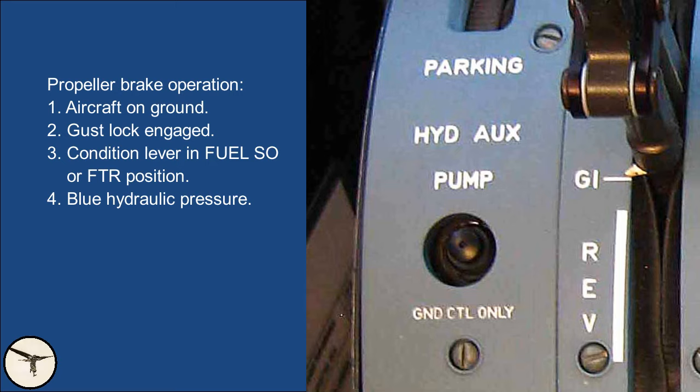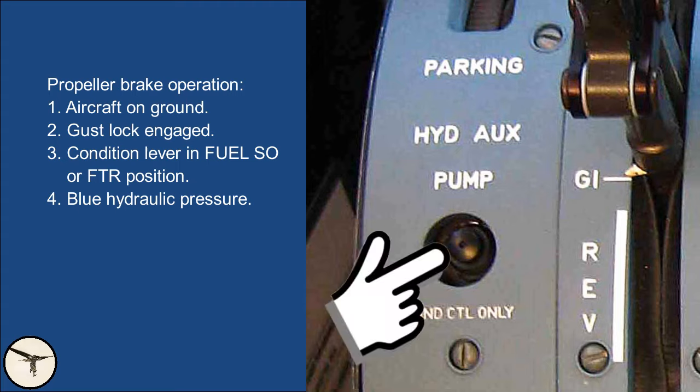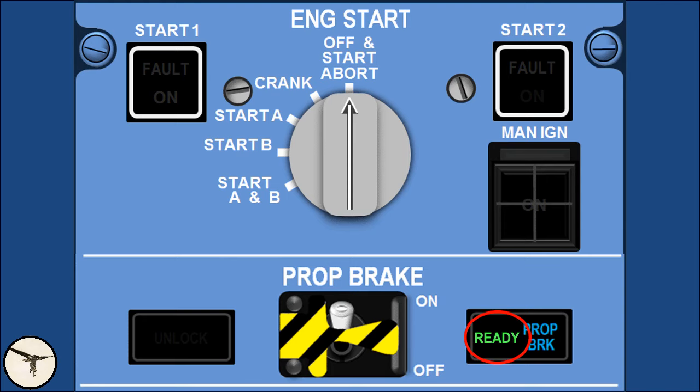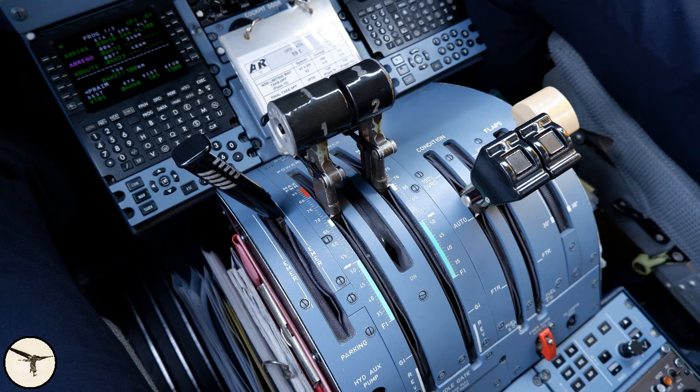This can be achieved by running engine number 1, which keeps the main hydraulic pumps running, or by pressing the HYD AUX pump push button on the pedestal. A green ready light will then illuminate. This allows for the DC generator to supply the aircraft with electrical power and the air conditioner to supply the cabin with cool or warm air. This is called hotel mode. The benefit is that the aircraft doesn't need an APU, auxiliary power unit.